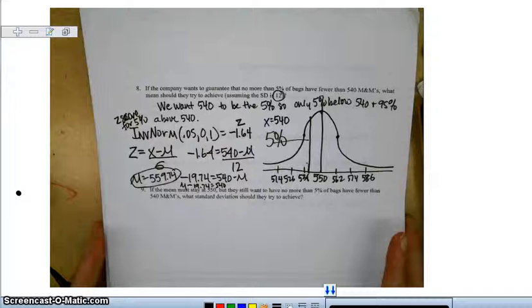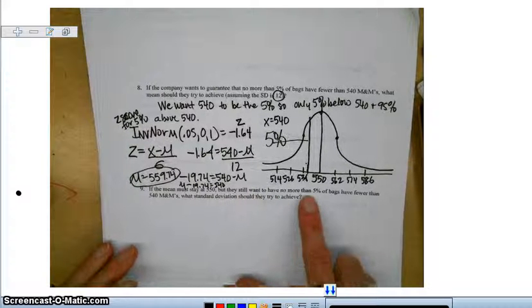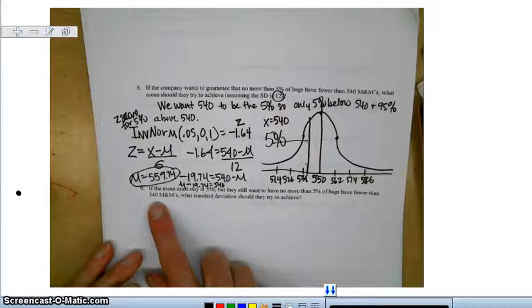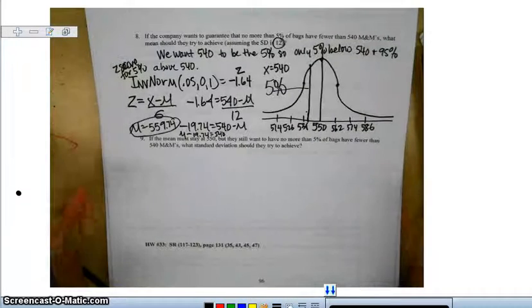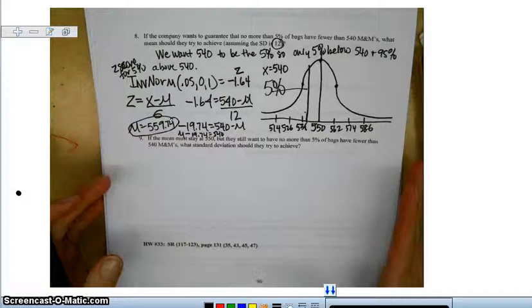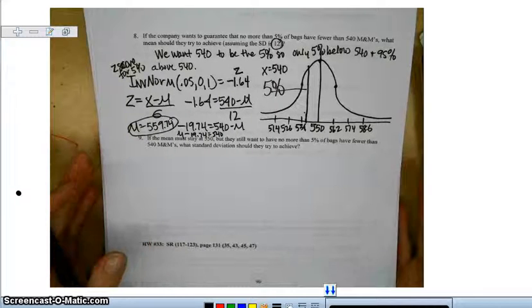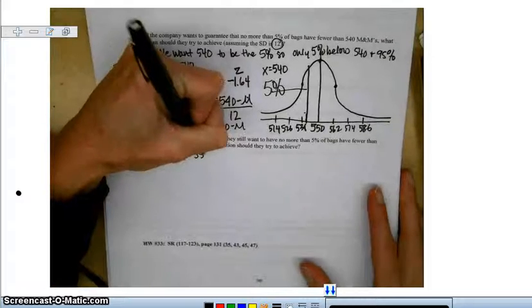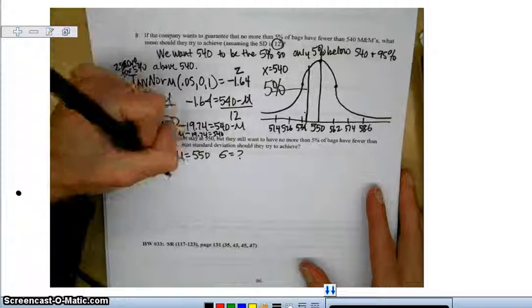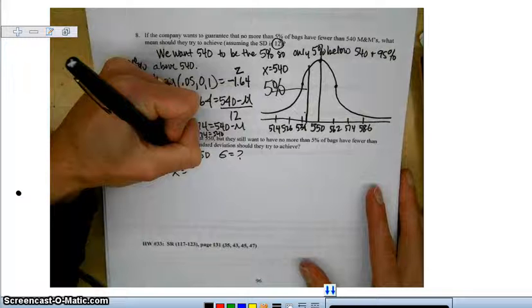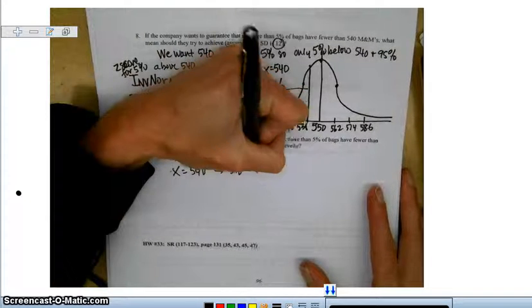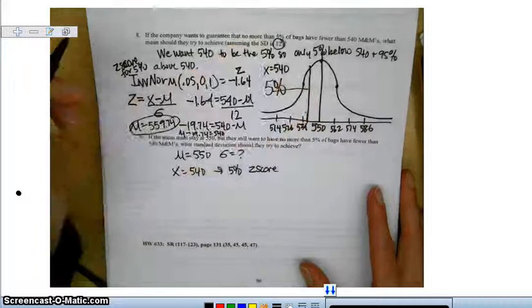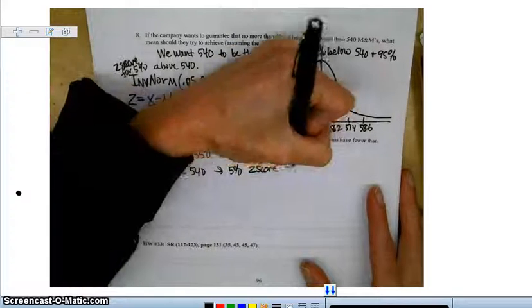All right, so if the mean must stay at 550, but they still have no more than 5% of bags with fewer than 540 M&Ms, what standard deviation should they try to achieve? So same scenario basically. We're still going to use our same z-score, but this time we're going to keep the mean of 550, and what should our standard deviation be if we want our x value of 540 to be at the 5% mark, which, as you recall, the z-score for that was, from the previous, right up here, negative 1.64.